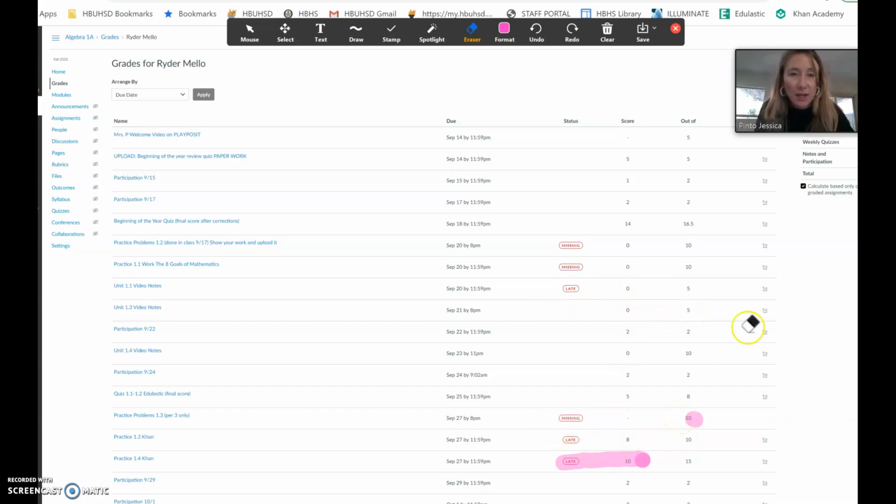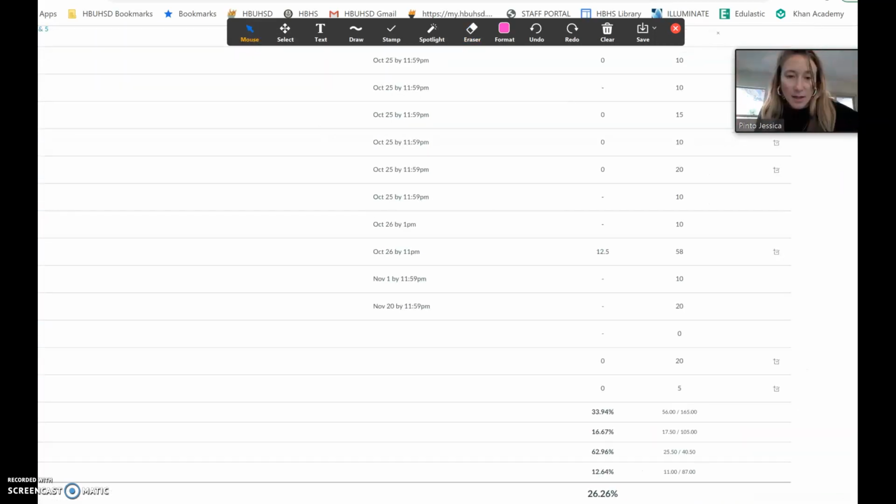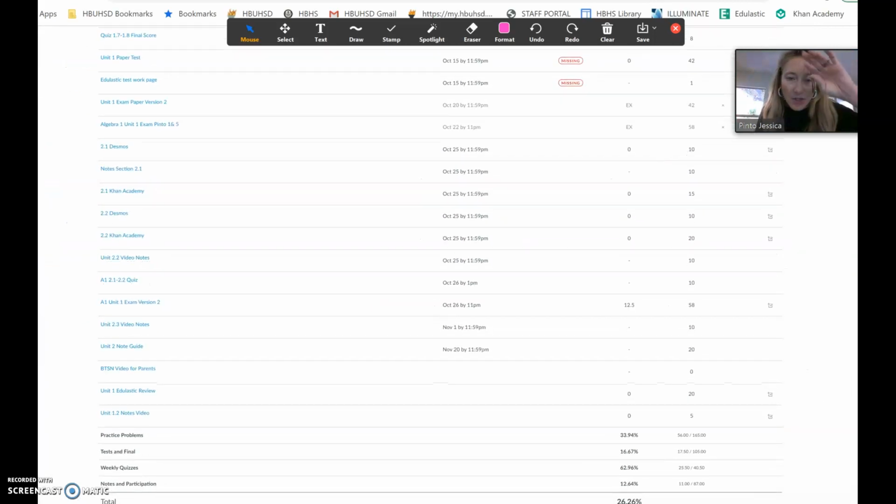Of course, for you, the best way to read your grades is not just looking at what's missing. I'm going to go all the way to the bottom. And so here I can see your grade a little bit better. And so what I notice here is that we've got these different percentages, right? So practice problems, okay, you're at a 33%. So you've done about a third of your homework.